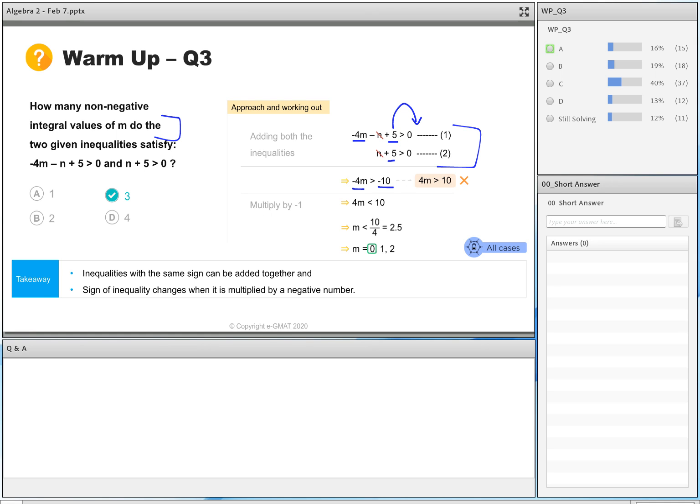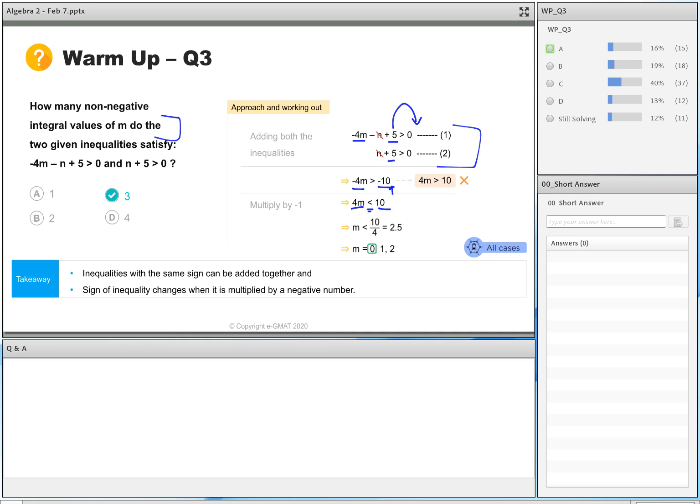When I do that, I get minus 1 times minus 4m, which is 4m. And then I have a minus 10 over here in the right hand side. When I multiply minus 10 with minus 1, I get a positive 10 over here. But you see that the sign of the inequality changes from a greater than sign previously. Now I'm having a less than sign. Very, very important to note. Please note this in your copies. Whenever we multiply an inequality with a negative number, the sign of the inequality changes.